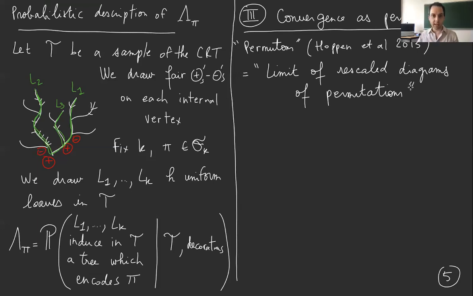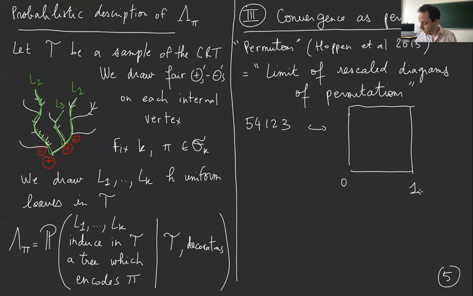So again, let's take my favorite example, 4, 5, 1, 2, 3. What do I mean by rescaling the diagram? So the diagram of 5, 4, 1, 2, 3 is the diagram of size 5. So I rescale it by a factor 1 over 5. So I get a picture in the unit square. And I want to get a probability distribution on the unit square.